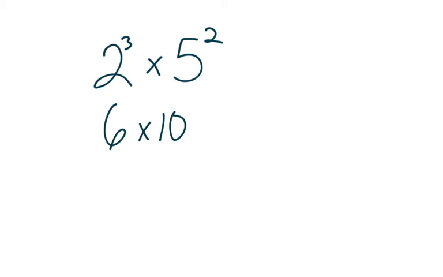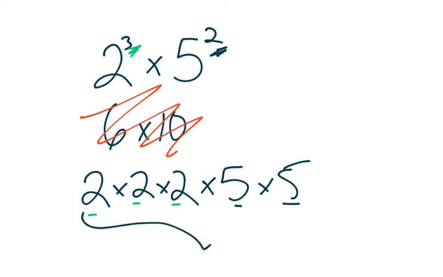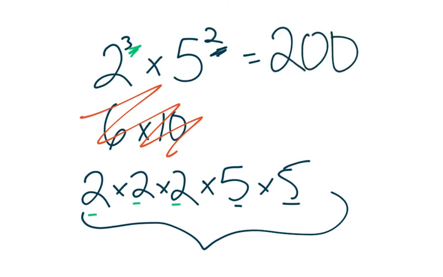The last thing to look out for is, remember, if you see something like this is the prime factorization, it does not mean 6 times 10. No way. This really means 2 times 2 times 2, times 5 times 5. When you multiply this whole thing together, that will give you the number that this is actually representing. So 2 times 2 times 2 is 8. 5 times 5 is 25. 8 times 25 is 200. So watch out for your exponents.